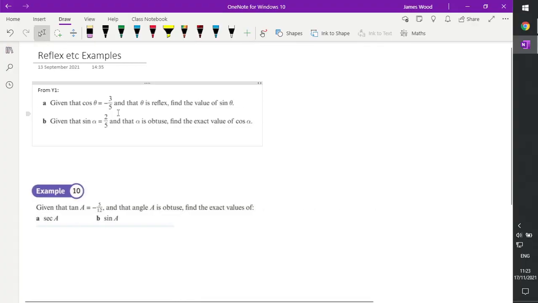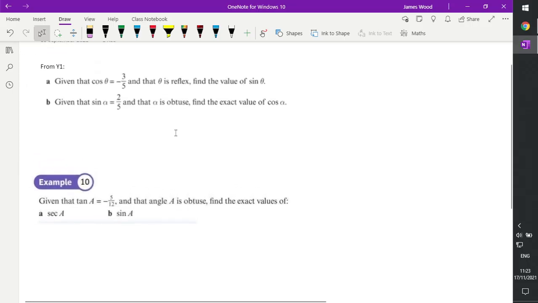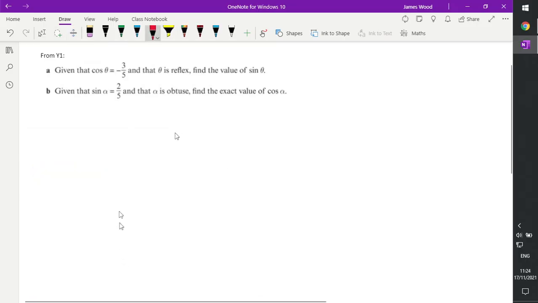There's one more type of question that we're going to look at. I'm going to do one of these questions. This is like a year 1 question, just to remind you how this sort of format of question works. So I'm just going to do part A, I think. So given that cos theta equals minus 3/5, and that theta is reflex. Now remember, reflex means that theta is less than 360, but it is bigger than 180. And we've got to find sine theta.